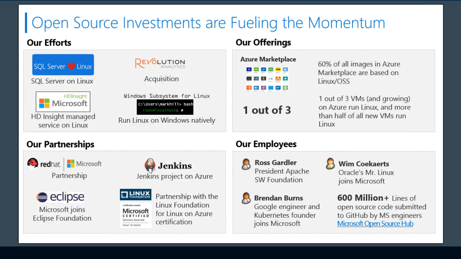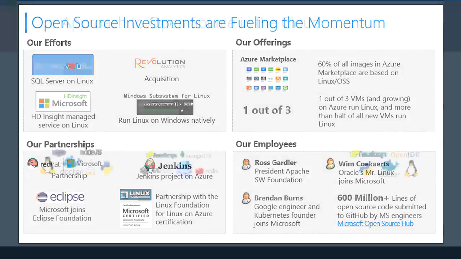The other thing to remember is we've invested a lot of our capital on getting new employees. If you look at this list here, like Brendan Burns, for example, he came from Google. He was the founder of Kubernetes. He has now joined Microsoft. That has made the media understand that we are really serious about open source. Ross Gardler, who is the president for Apache Software Foundation, Wim Coekaerts, who came from Oracle, is now considered Mr. Linux, and actually I think he did the keynote at LinuxCon, is now with Microsoft. So this is really making sure that our investments are on open source.